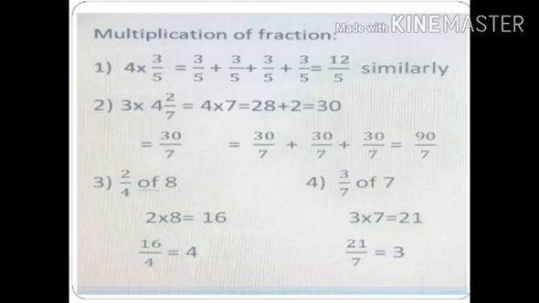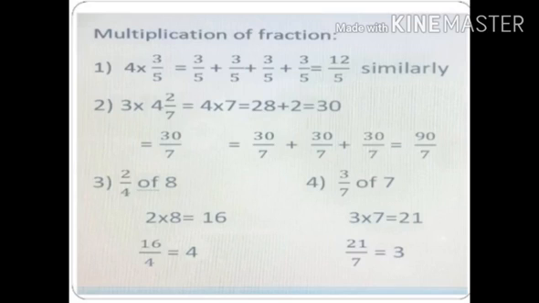Look into the second sum. 3 into 4 2 by 7. First we have to convert the 4 2 by 7 into an improper fraction. 4 7s are 28. 28 plus 2 is equal to 30. So the improper fraction is 30 by 7. So how many times do we have to multiply? 3. 30 by 7 plus 30 by 7 plus 30 by 7. The answer is 30 plus 30 is 60, 60 plus 30 is 90. The denominator remains the same. I think this many examples is enough for you being in 7th standard.